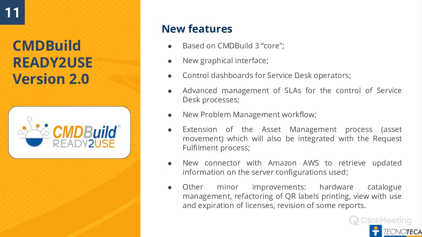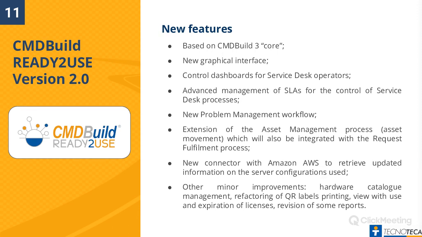Also, we developed a new connector with AWS, which reads the info from the virtual machines installed on Amazon Web Services. So this is a new connector, in addition to the previous ones, which were the Active Directory connector for the staff, the OCS inventory for the physical computers, the VMware vCenter for the virtual servers, the LLDPD for the network discovery, and Zabbix, the network and application monitoring connector.